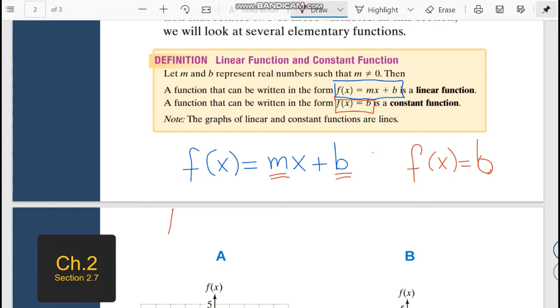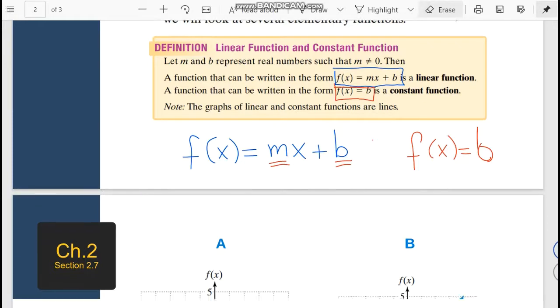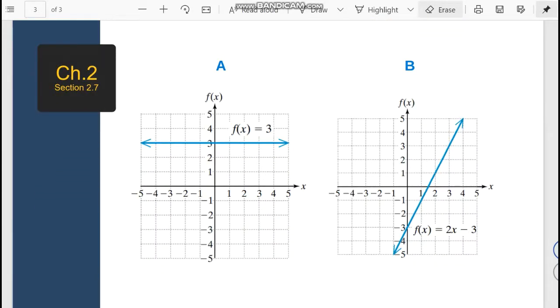Check it out. I want your answer now. I want your help now. Let me know which one from these two options on the bottom, which one do you think is the constant function? Option A or option B? Which one do you think is the constant function?